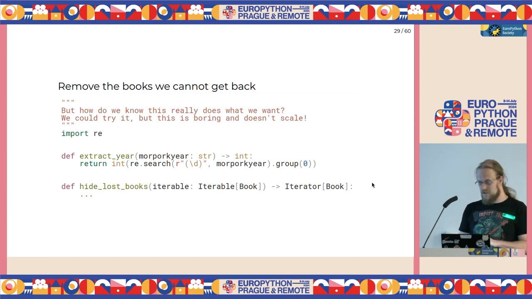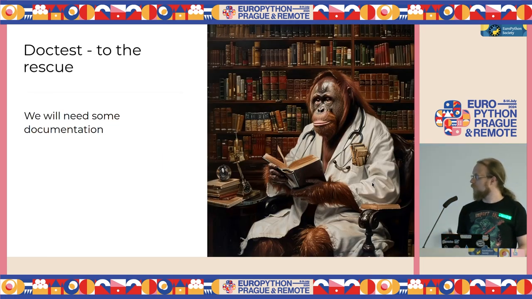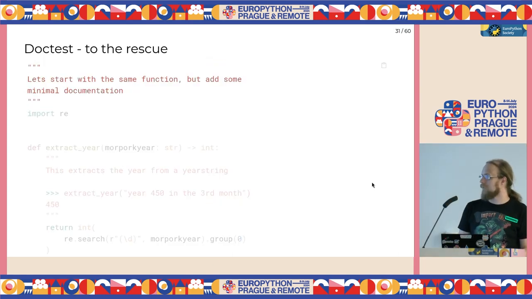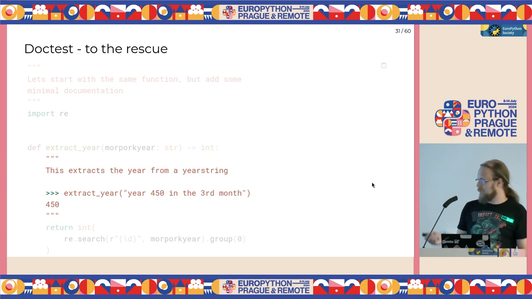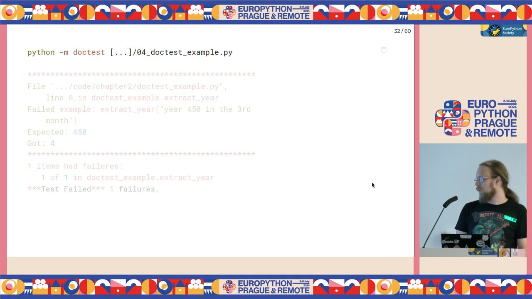And PyTest is an awesome tool for testing, and you should use it, but if you have really small scripts and small programs, you can also use DocTest. And it is actually pretty easy to use. We just need some documentation, and we all have documentation in our code anyway, right? Most of the time. Let's start with the same function, but add some minimal documentation. In this case, some explanation, and afterwards, how we would call it and what we expect it to be.